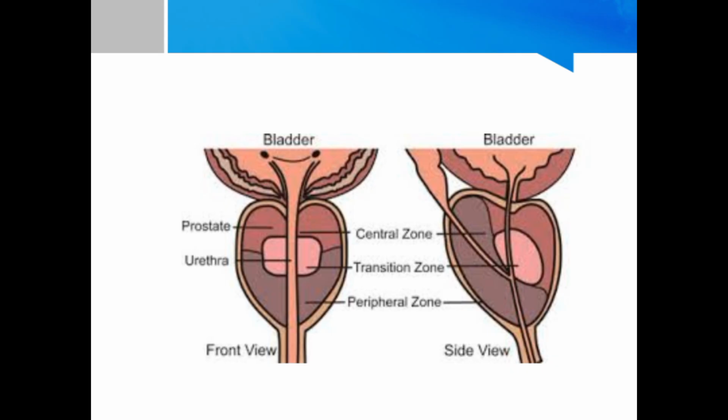Look at this cross section. Observe the site of the prostate and the urethra passing through the prostate. The urethra passes through the prostate and the bladder. Look to the right picture. This is the central zone, this is the transitional zone, and this is the peripheral zone in the side view.